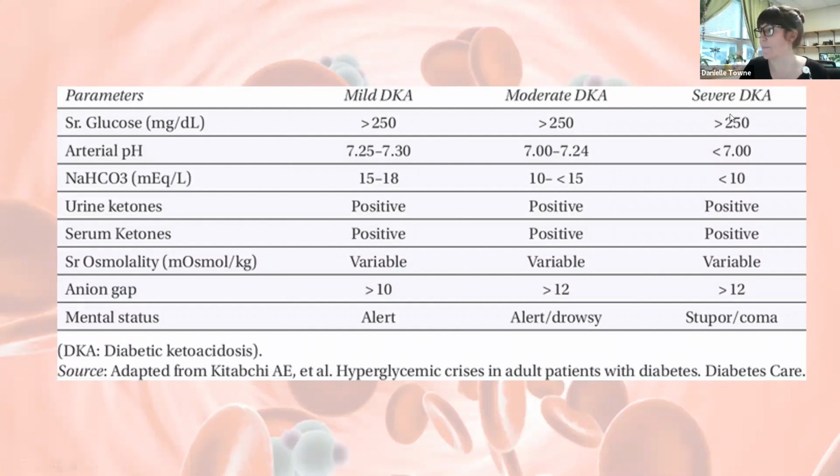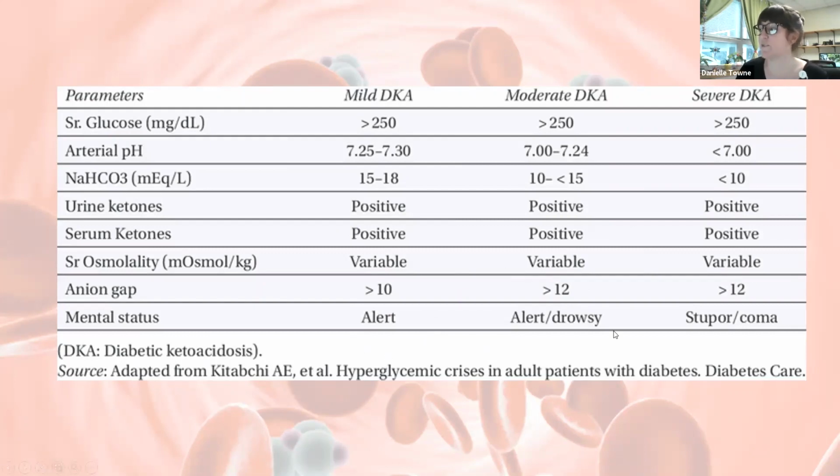You can see here we've got that high glucose. Our pH steadily gets worse the worse the DKA is. Our bicarb steadily drops and gets worse the worse the DKA is, and we'll talk about why that happens a little bit later. You've got ketones throughout, regardless of what stage you're in. Your anion gap progressively gets worse, and we'll talk about that a little later.